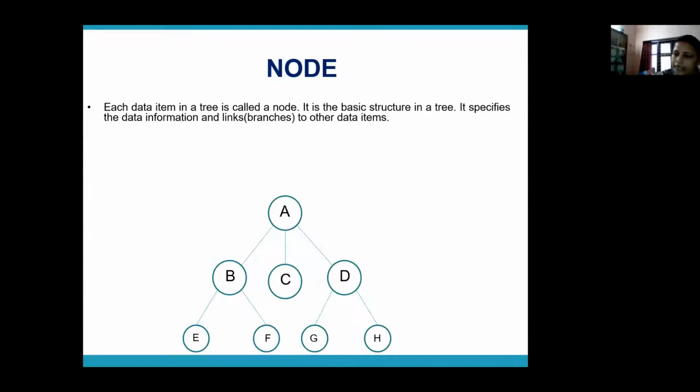Node, each data item. The second term is node. Each data item in your tree is referred to as a node. So all these elements are called nodes. Each data item in a tree is called a node, and it is a basic element in a tree. It specifies information. Any kind of information can be stored in a node. You can store integer information, you can store characters, you can store strings. So basically what is stored in the nodes? Some information, which may be of any data type. So that is the second term, which is called a node.